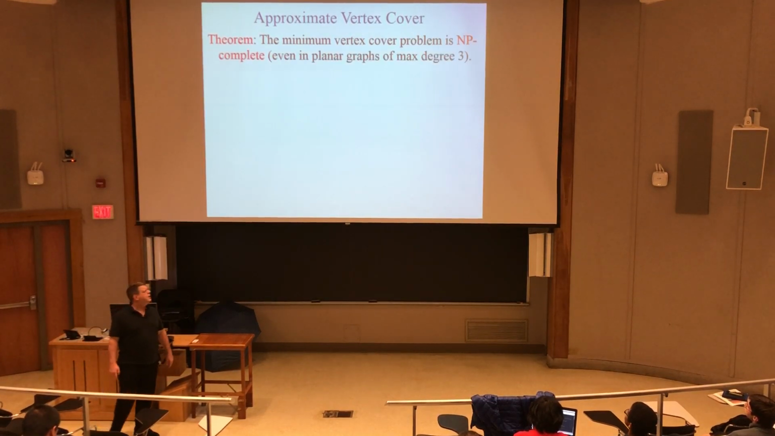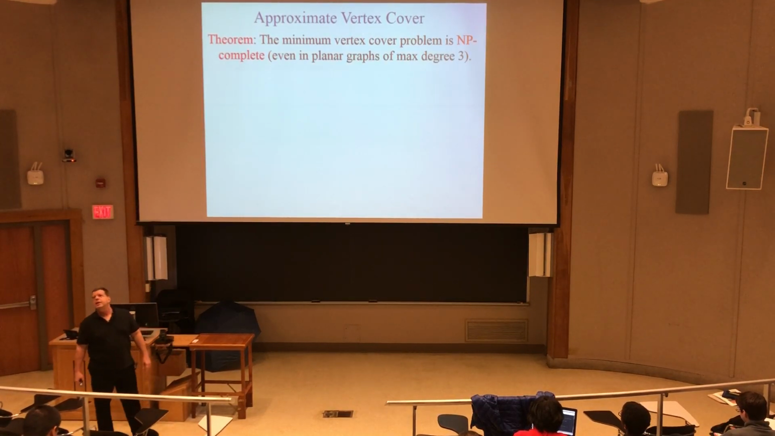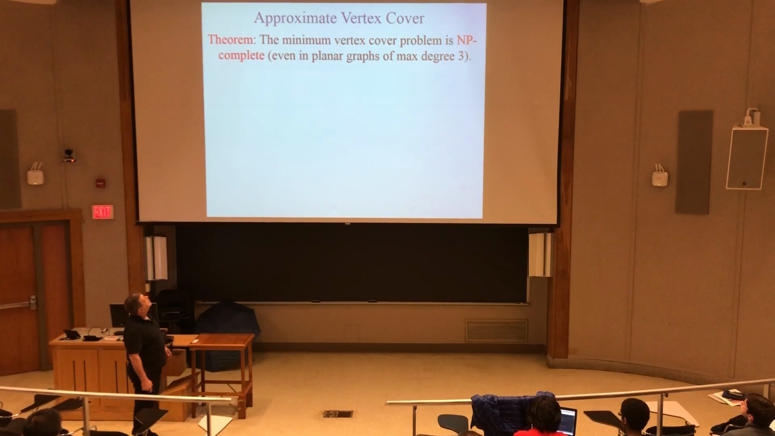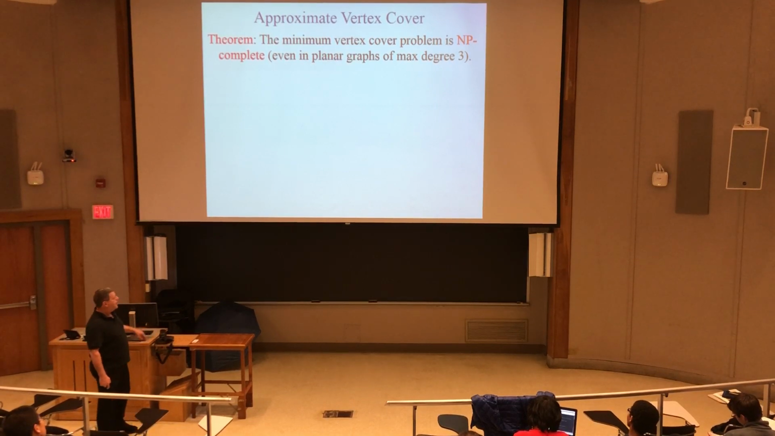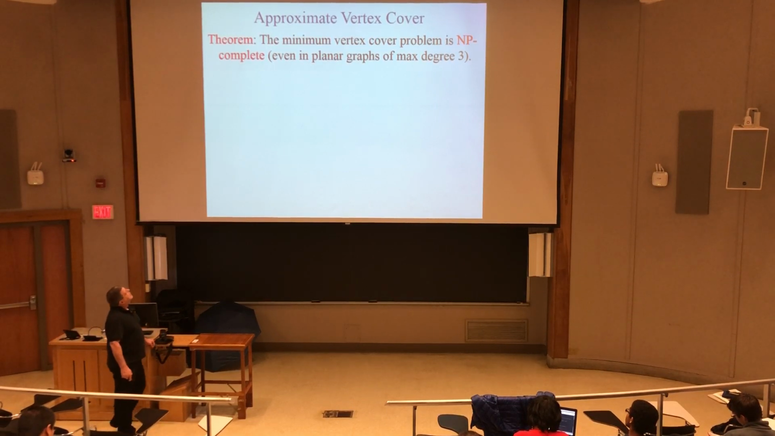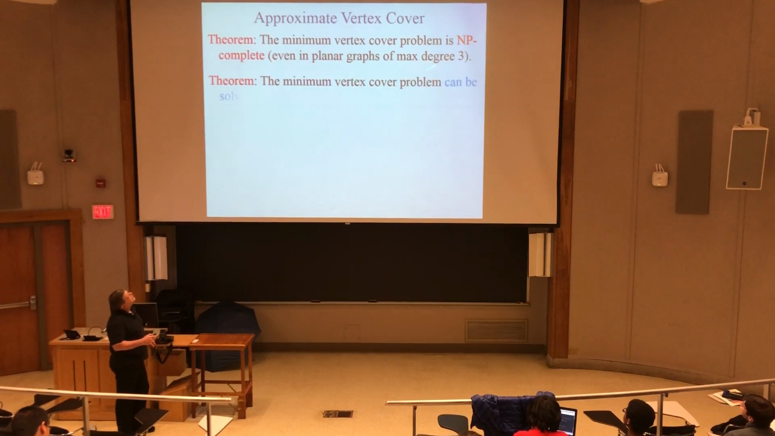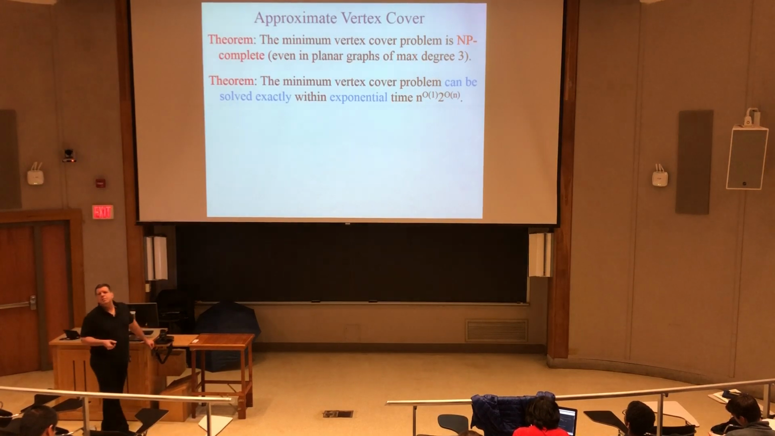It's been around for decades, Karp, 1970. But even before that, people have been trying to solve it because it's ubiquitous and it solves a lot of other real-life problems if you can get a handle on how to solve this problem. So we know it's NP-complete, even for planar graphs of max degree 3. That's a theorem. Another theorem is that the minimum vertex cover can be solved exactly if you want to expend exponential time. That's not hard to see, right?